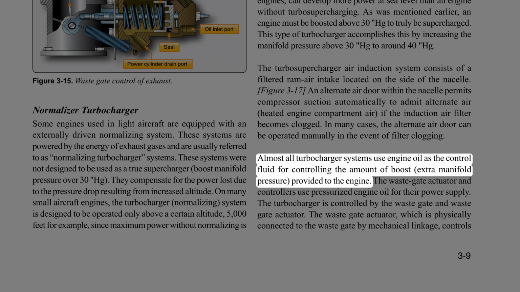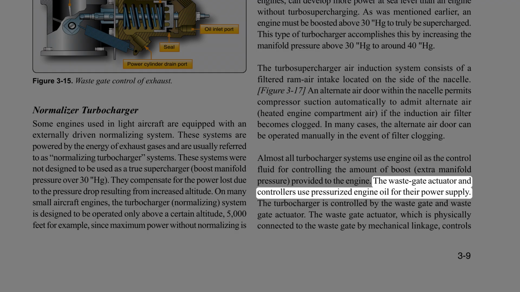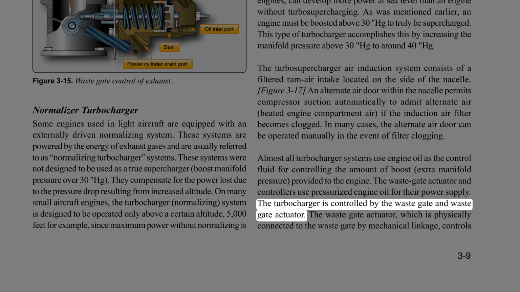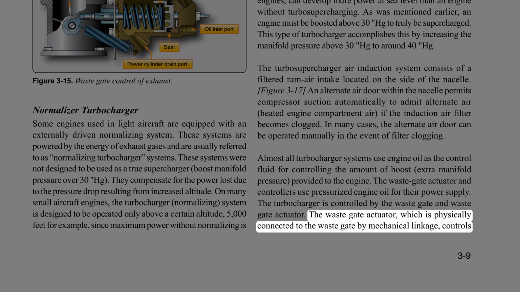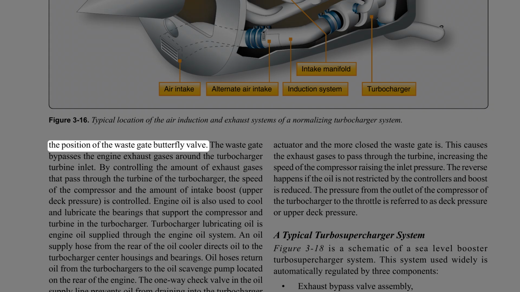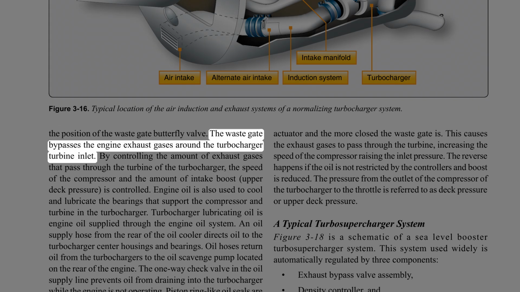Almost all turbocharger systems use engine oil as the control fluid for controlling the amount of boost, extra manifold pressure, provided to the engine. The wastegate actuator and controllers use pressurized engine oil for their power supply. The turbocharger is controlled by the wastegate and wastegate actuator. The wastegate actuator, which is physically connected to the wastegate by mechanical linkage, controls the position of the wastegate butterfly valve. The wastegate bypasses the engine exhaust gases around the turbocharger turbine inlet.